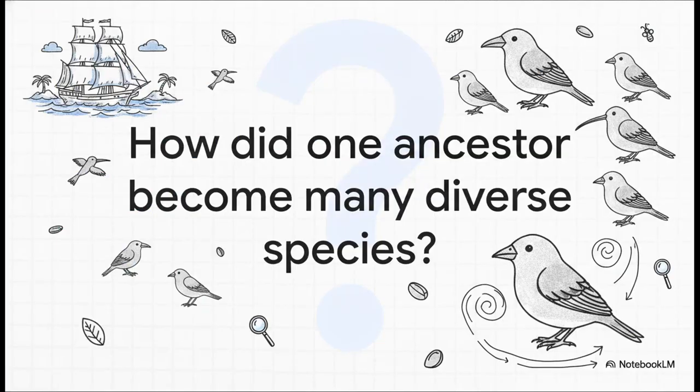Picture Darwin on his famous voyage on the HMS Beagle, spending crucial time observing wildlife on the Galapagos Islands. And he hits this core mystery, which I want to pose to you right now. How exactly did one ancestral seed-eating bird show up on these islands and eventually branch out into completely diverse species of finches? Think about that for a second. What forces could possibly drive a single, uniform population to splinter into entirely different forms?